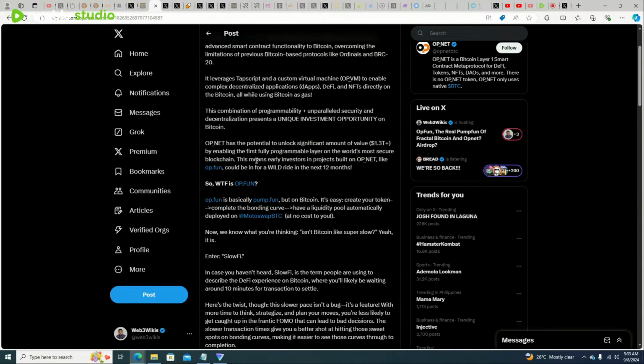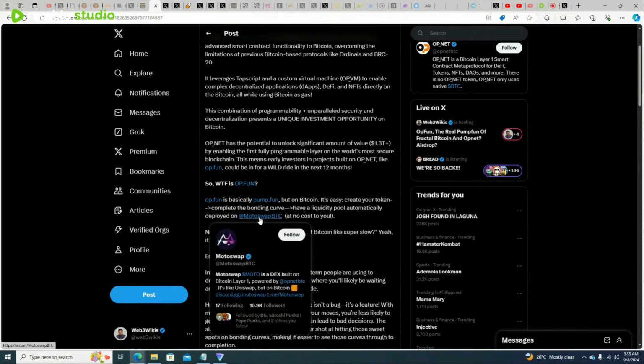This is quite proprietary, where they can pull this off. This means early investors and projects on OPNet like op.fun would be in for a wild ride in the next 12 months. Interesting as we speak. So I would definitely be looking to cover this. I've only covered Fractal Bitcoin recently, but this is interesting. I believe it will present its own ecosystem of unique applications, such as this one.